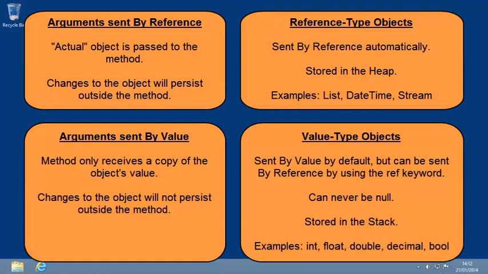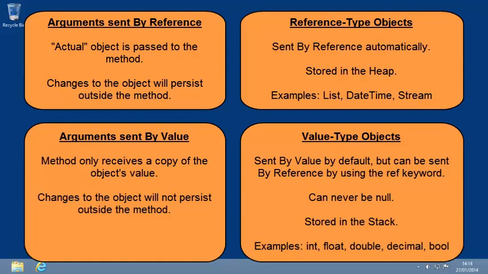Value type objects can never be null by default. Some of the most common value type classes include int, float, double, decimal, and bool. Structs are also sent by value by default. You'll learn about structs in the next lesson, lesson 4.2. While it is possible to change a value type to a reference type, as you're going to do in this lesson, it isn't possible to change a reference type to a value type.